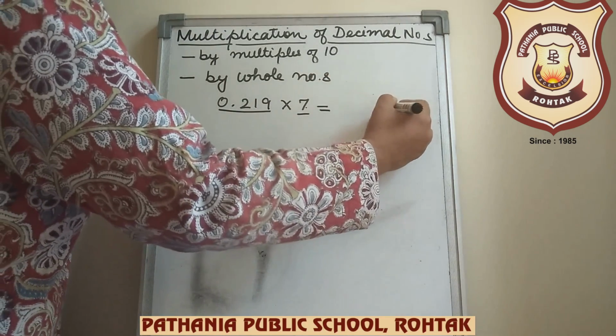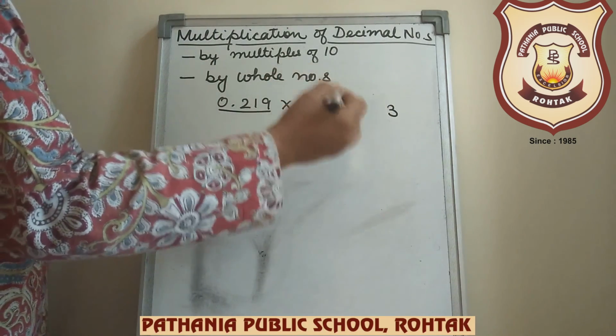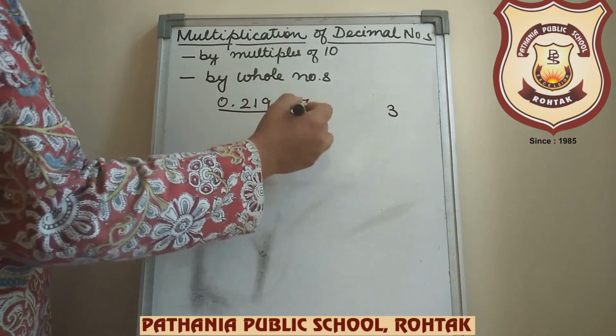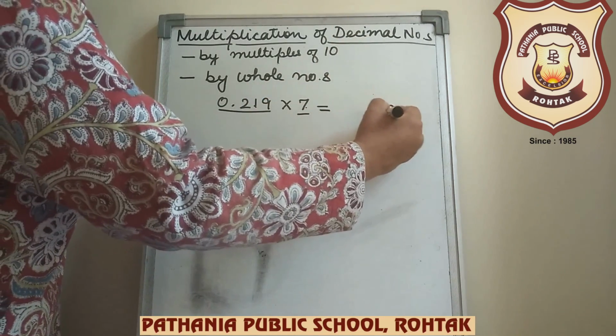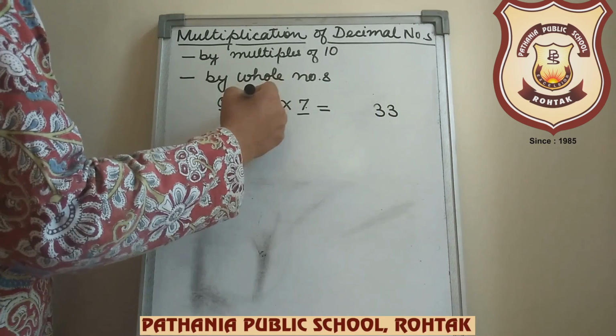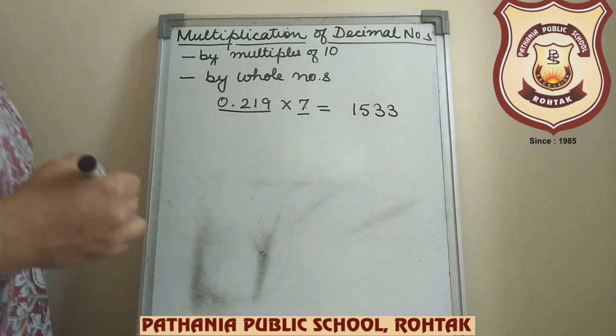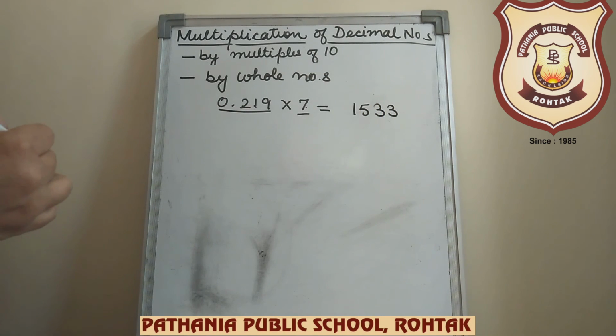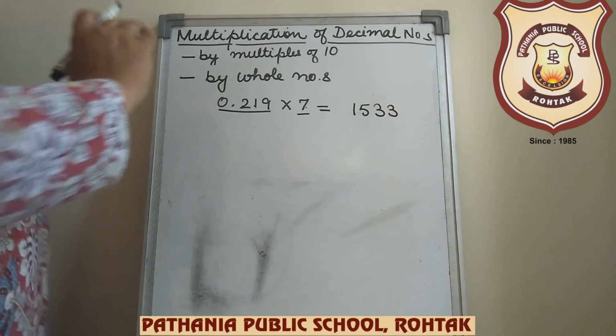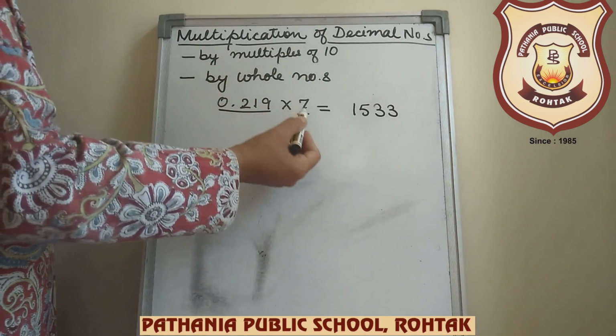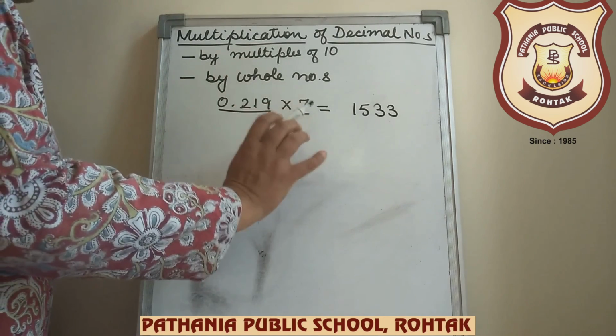7 9s are 63. 3 I'll put. 6 is carried forward. 7 1s are 7, plus 6, 13. 7 2s are 14, plus 1, 15. Is it clear? Now, there is no decimals because this is a whole number part.